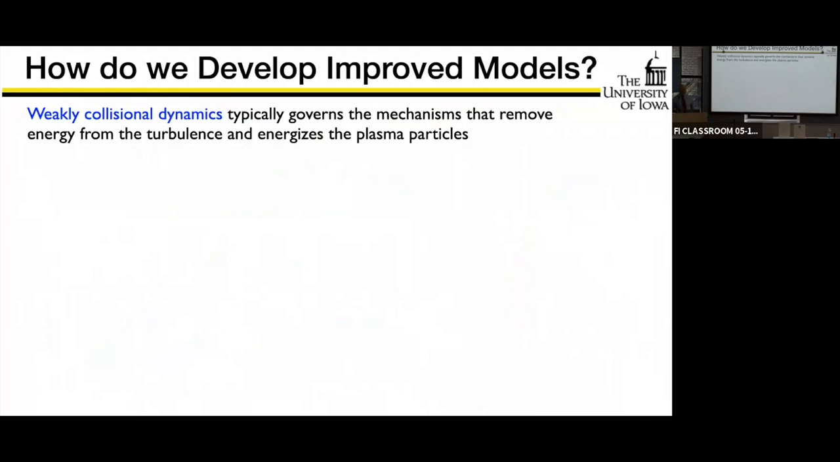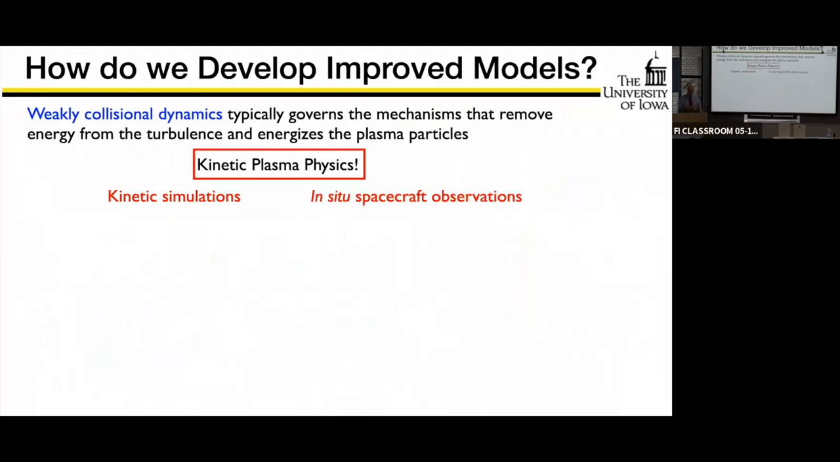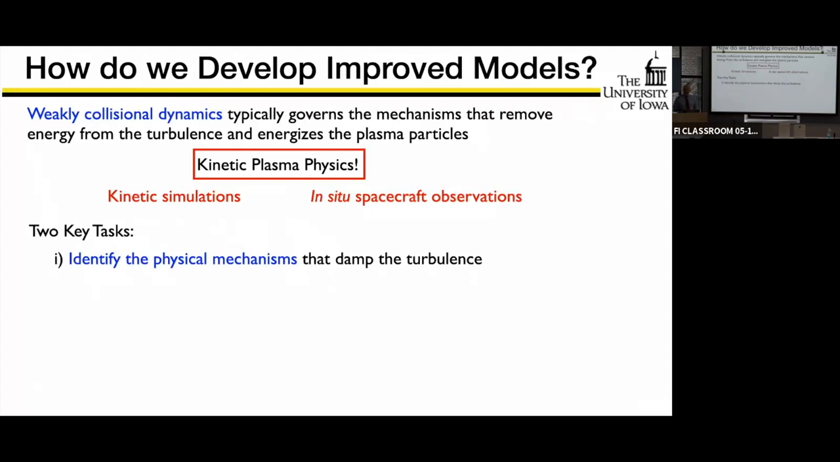Well, again, as I've said many times, the weakly collisional dynamics governs the mechanisms that remove energy from the turbulence and energize the particles. So it's kinetic plasma physics that we have to deal with. We can use kinetic simulations to drive our understanding of this, but we can also use in situ spacecraft observations, because I spend a lot of time working with space physicists. So there are two key tasks we have to do. Number one, we have to identify the physical mechanisms that damp the turbulence. And number two, we have to quantify the heating of each plasma species by those mechanisms.